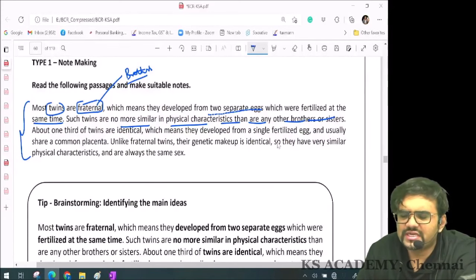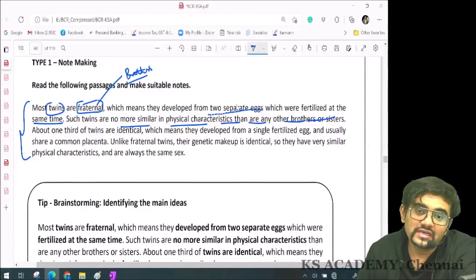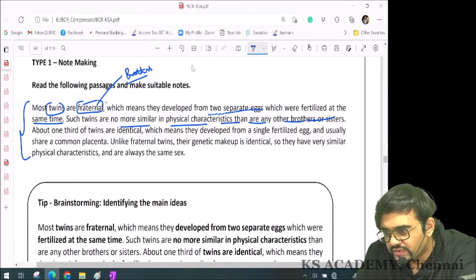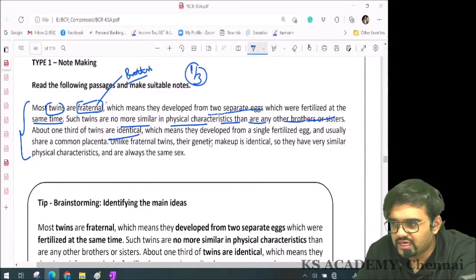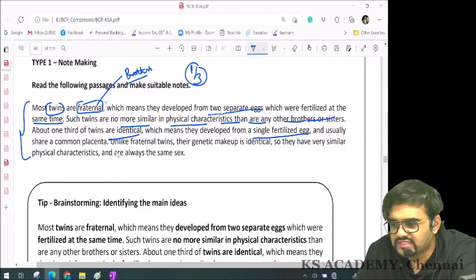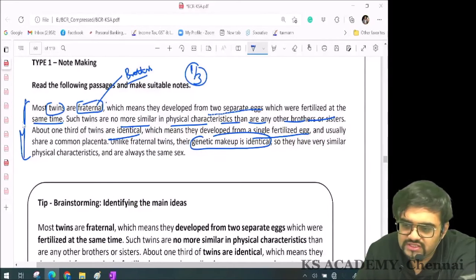So, generally twins are fraternal. Means what? They are developed from 2 separate eggs, which means their physical characteristics are different, faces will be different, their entire characteristics will be different, even their mindset will be different. But among those fraternal twins, 1/3 of them generally will be identical twins. They are developed from a single fertilized egg. And in this case, their genetic makeup is identical. They have very similar characteristics. Now, this is the entire story.